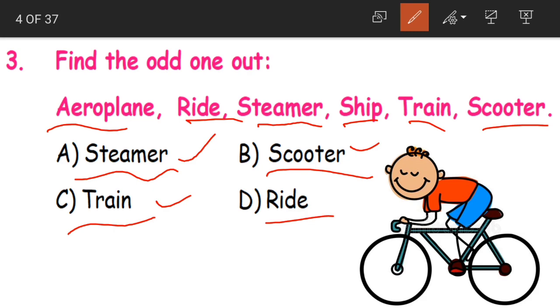So we can travel through the train or by a scooter or a steamer, whereas ride is traveling on something. Like here, if you see, a boy is having a ride on the bicycle. He is just traveling on the bicycle. That is a ride. So D is the answer, children.